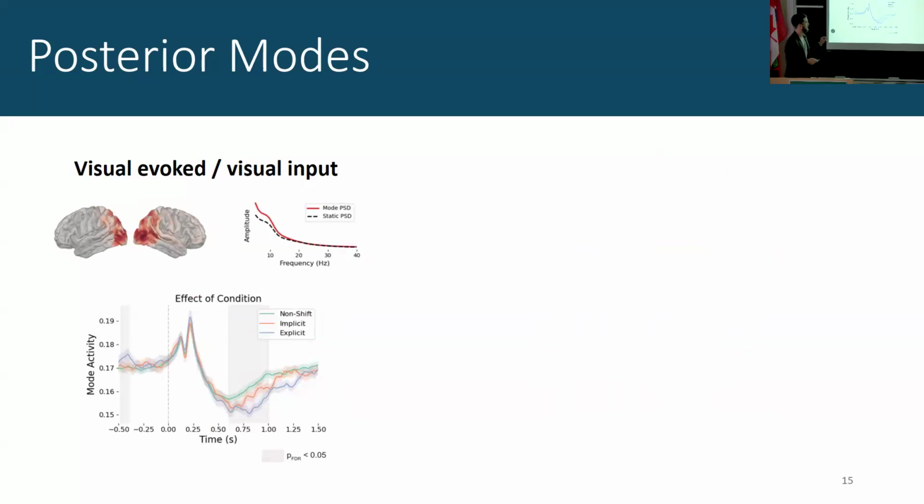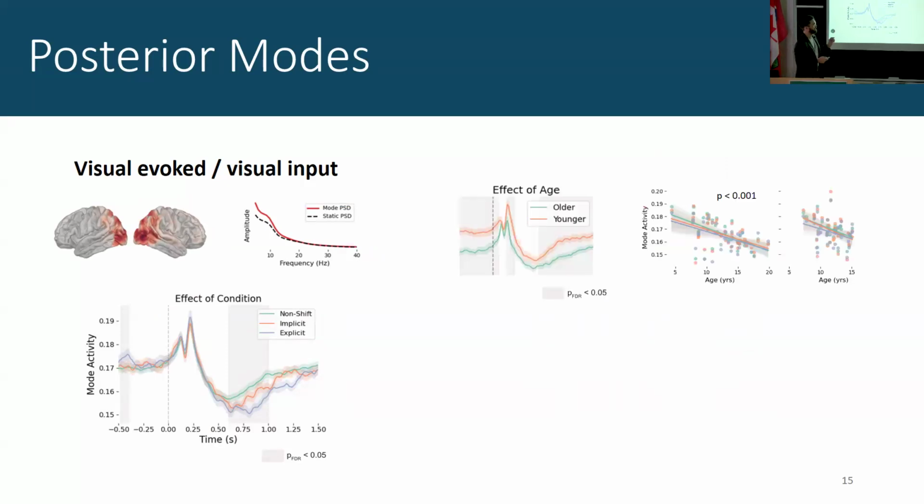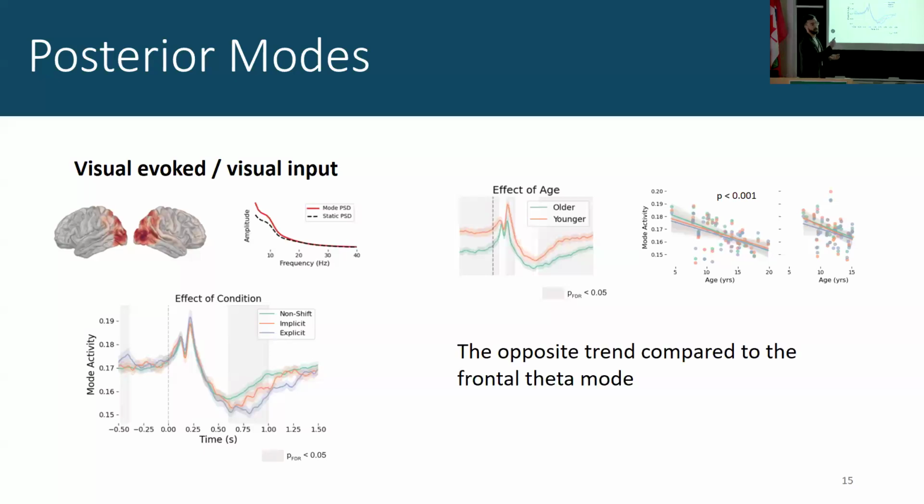And if we zoom in on this mode a little bit more, we find that it has the opposite effect with age. It decreases in its relative contribution to brain activity in the older children compared to the younger children.